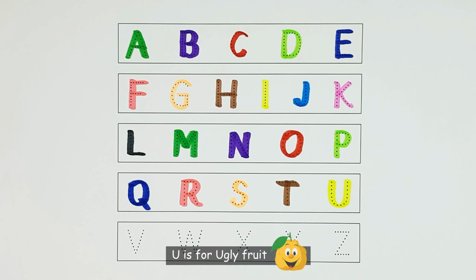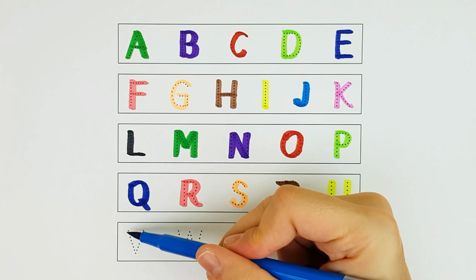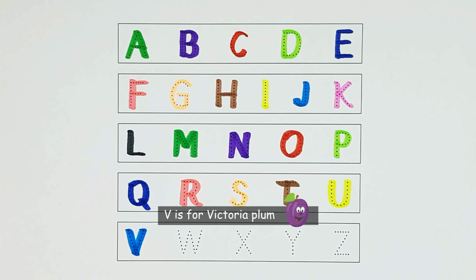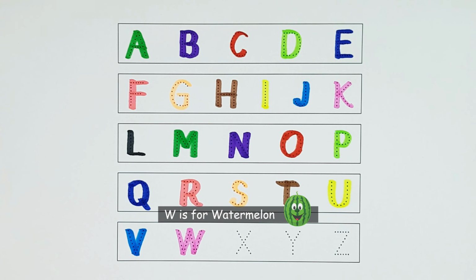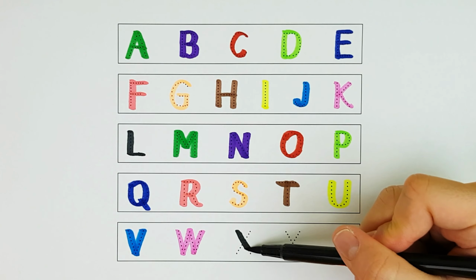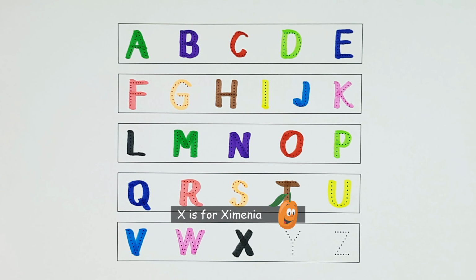U is for ugly fruit. U. V is for Victoria plum. V. W is for watermelon. W. X is for Ximenia. X.